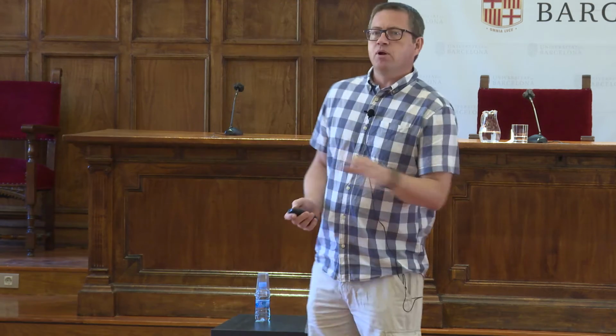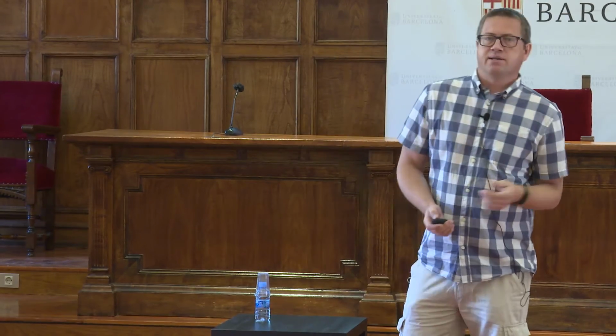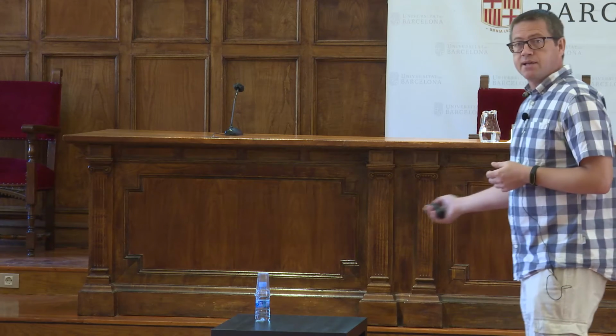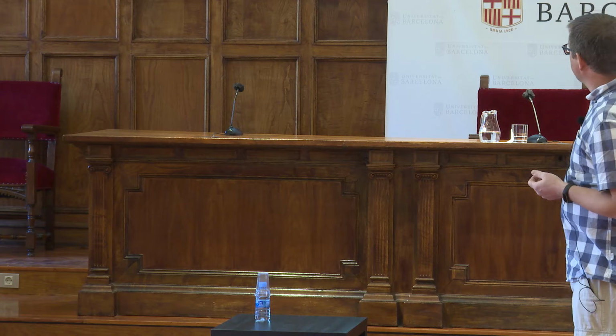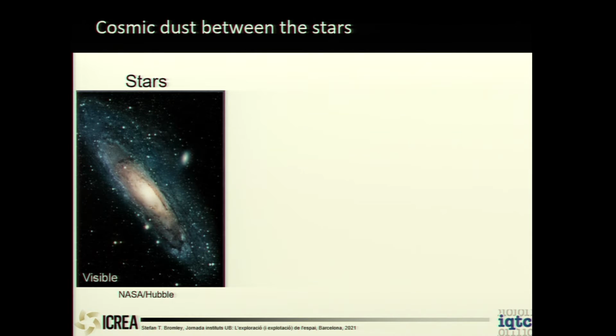So dust is not just in our Milky Way, in our galaxy. It's in every galaxy. Here, for example, is another galaxy. This is the Andromeda galaxy, a fairly close one. And we see the same pattern. We see bright regions, and we see dark regions. And again, the dark regions are the dust. But we can't see it, it's dark.